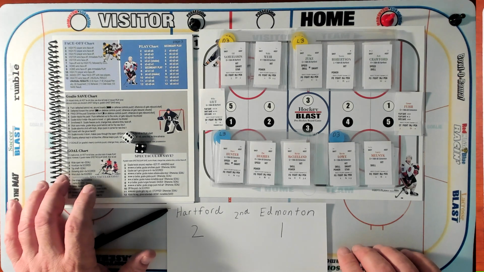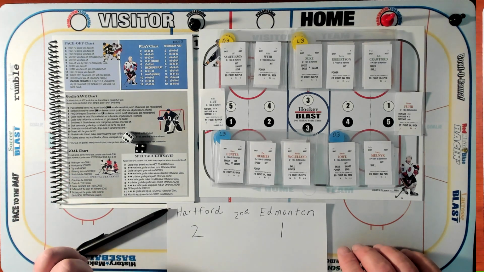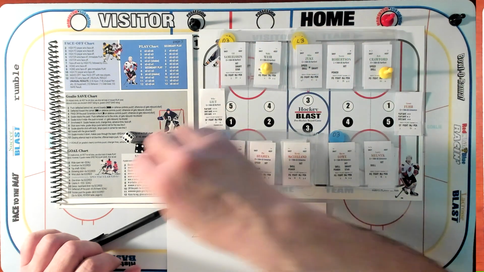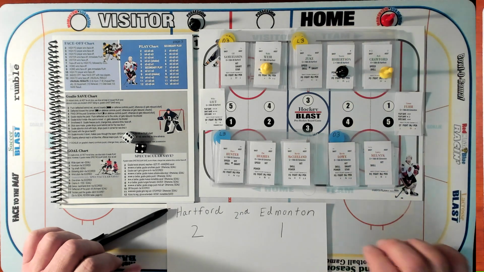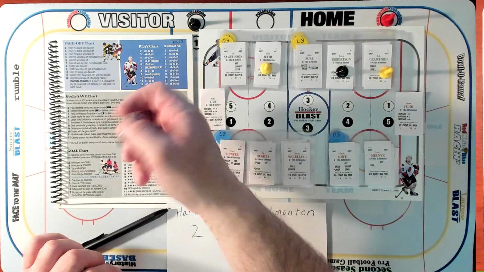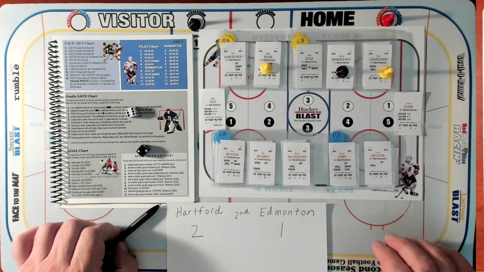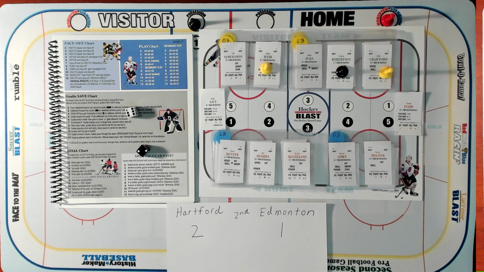10. 4-1-2. So it doesn't look like they get anything here as far as a shot. Hopefully they get a rebound. 8, stick made save, goalie drop puck. So a missed shot for Hartford.